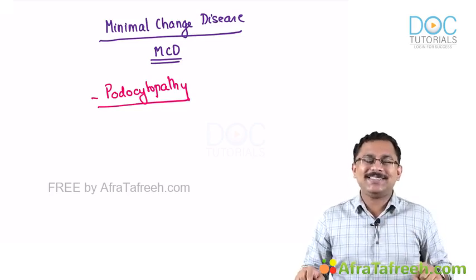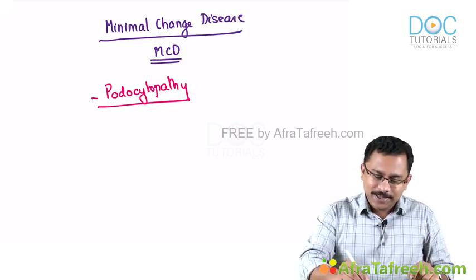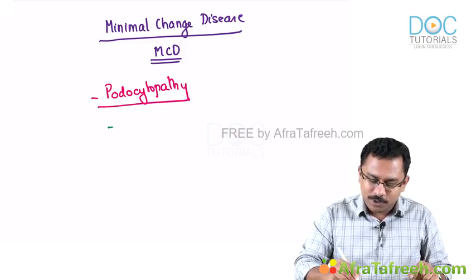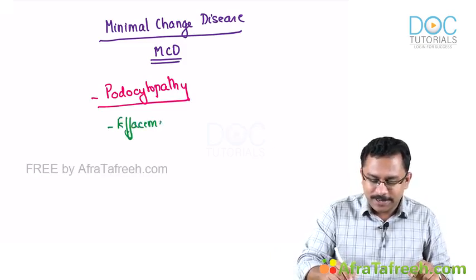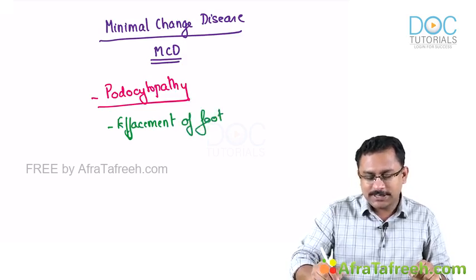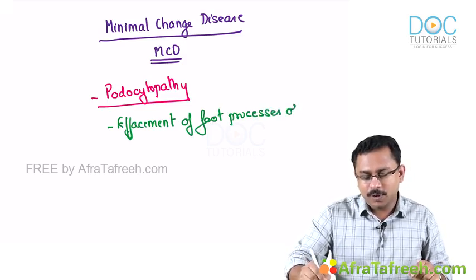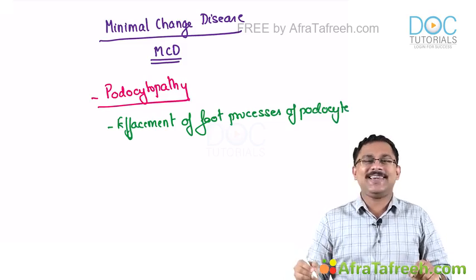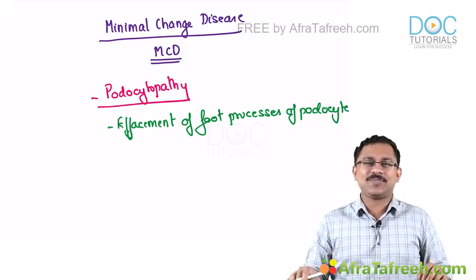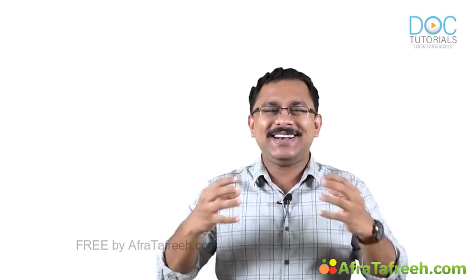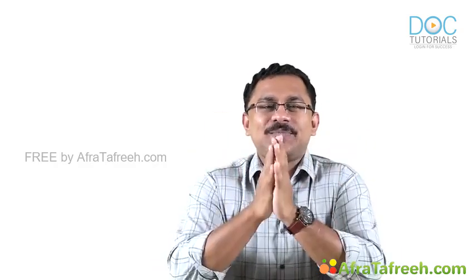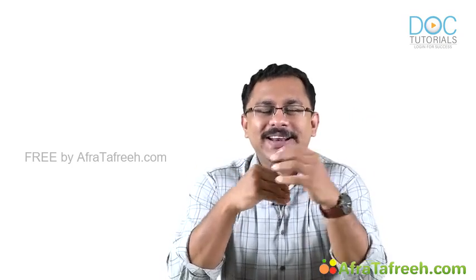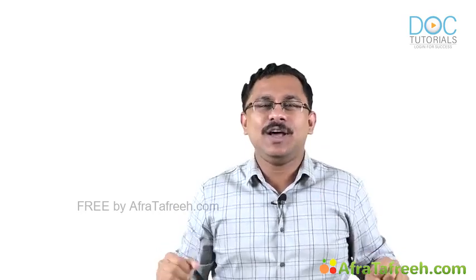And what is the exact change that happens in the podocytes in case of minimal change disease? There occurs effacement of the foot processes of podocytes. That is what happens in minimal change disease. Normally you have the interdigitating foot processes of the podocytes, which are closely adherent to your glomerular basement membrane, and it forms a very important component of your filtration barrier. Here there occurs a flattening of these foot processes, plus there can sometimes be a fusion between adjacent foot processes.